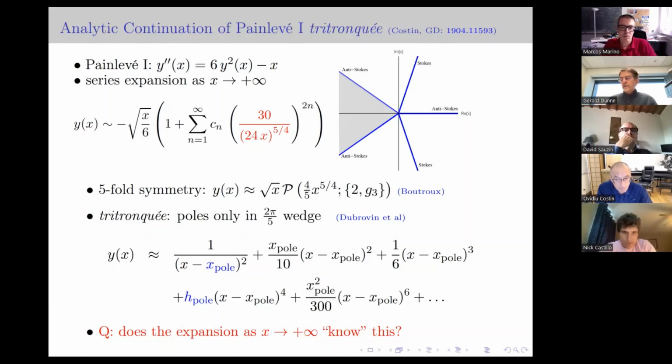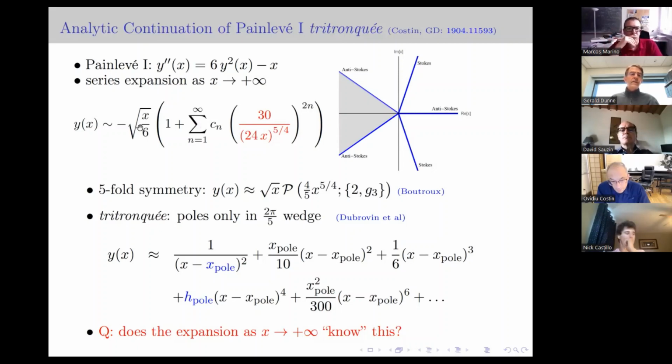This is a particular example of a test case in numerical analysis. It's often used there to quantify extrapolation techniques. It's the Painlevé-1, which shows up again, as we all know, in many applications in physics. It's a simple nonlinear differential equation, and it has this extremely interesting behavior that it has a five-fold symmetry. So there are anti-Stokes lines in the complex X plane.